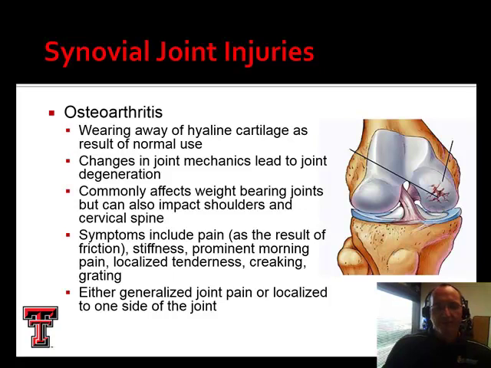Symptoms of this include pain, usually activity mediated. The more we do, the worse it is. Relative joint stiffness, as well as pain with any kind of weight bearing. Lots of times they'll have pain in the morning before they get going, and then they may have sensations of creaking or grating. This can either be generalized within the joint or localized to one particular side of the joint. So in this instance, this would be a medial condyle on the femur that's kind of worn away, and we might just notice pain on just that one side.